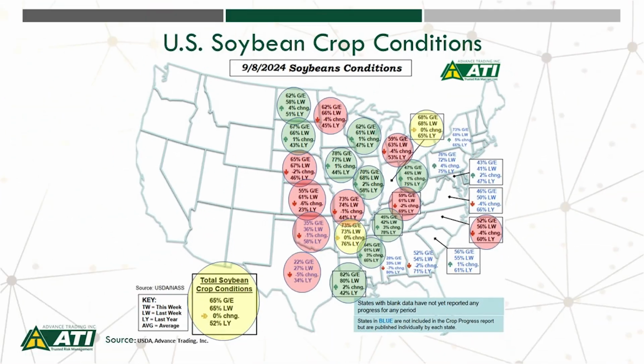Let's switch gears now and focus on crop conditions for soybeans across the U.S. We're looking here at crop conditions for beans stabilizing this week, 65% good to excellent. Last year at this time was 52%.